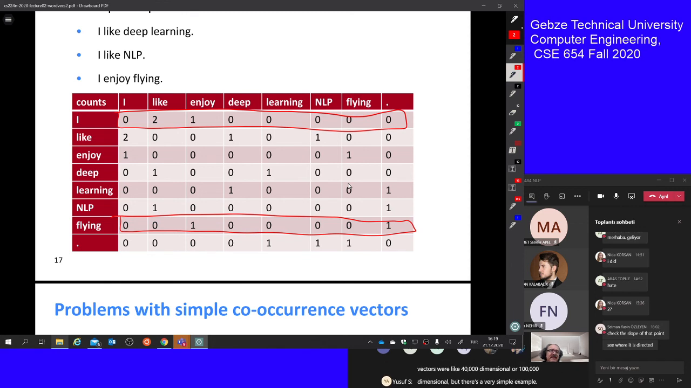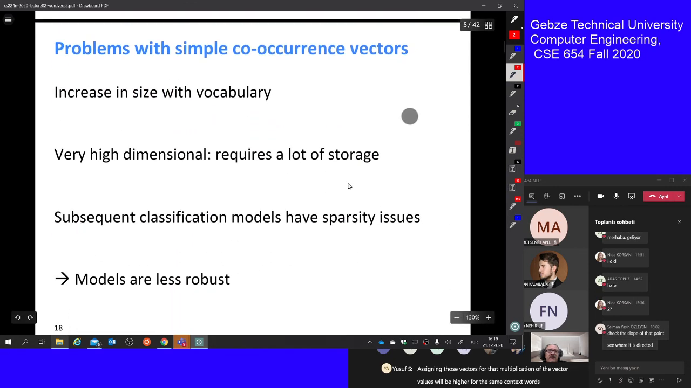And we didn't like it at the end. Instead, we said that we are going to use the word2vec approach, which assigns those vectors so that the multiplication of the vector values will be higher for the same context words. The advantage of word2vec would be these.